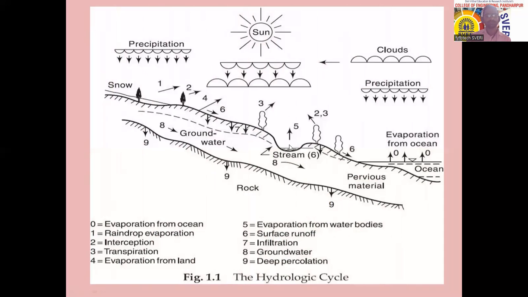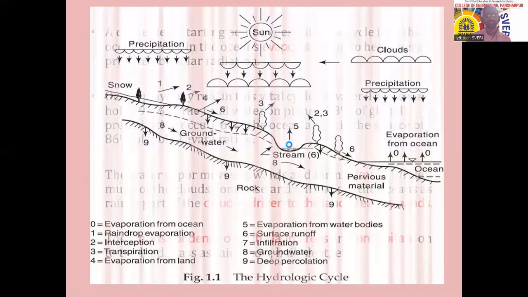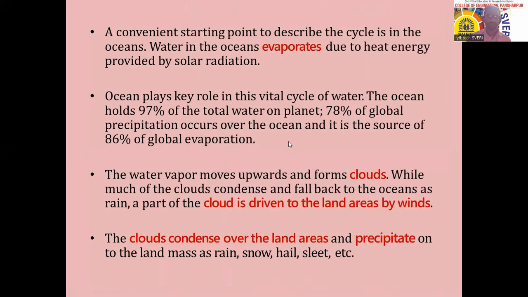See, whatever I have explained here, the same thing we will see in a systematic definition way. What are the definitions and all? Check it from one pointer. So the first one: a convenient starting point to describe the cycle is in the ocean. The water in the ocean evaporates due to the heat energy provided by the solar radiation.